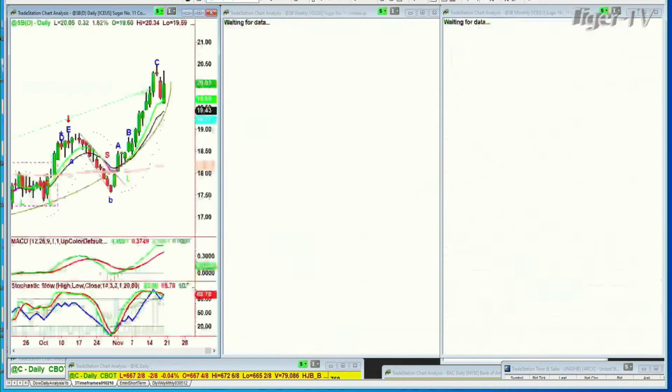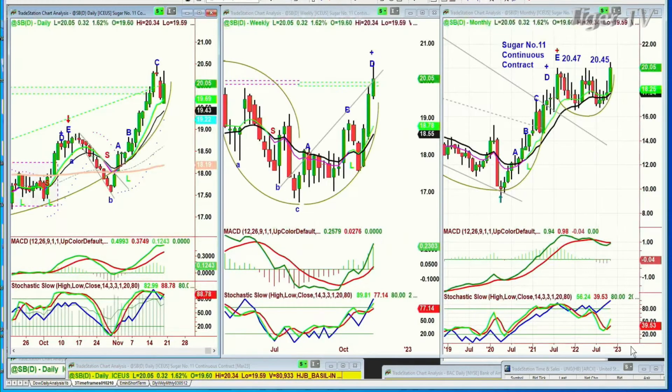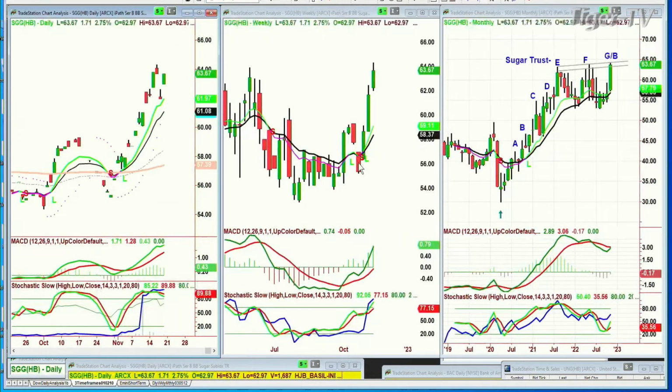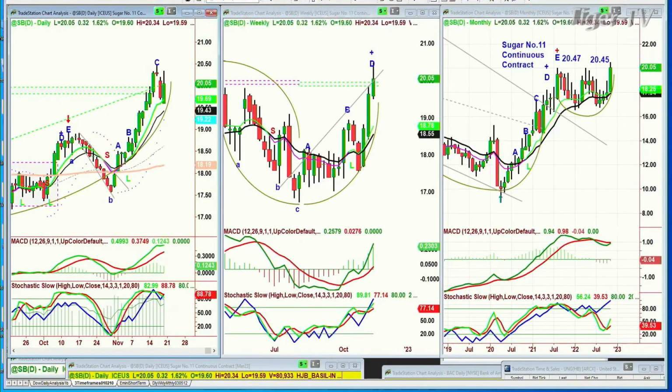All right, another one is soybean. Soybean is part of the DBA, which is the Agricultural Fund. I did this the other day. I had a question about SGG. Was it SGG? Yes, and I said I'm going to discuss it. This is the Sugar Trust. I said I'm going to discuss it in terms of the continuous contract because they kind of match in many ways. Look at the cup formation in the monthly chart.